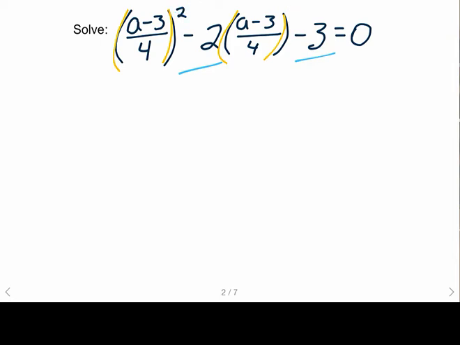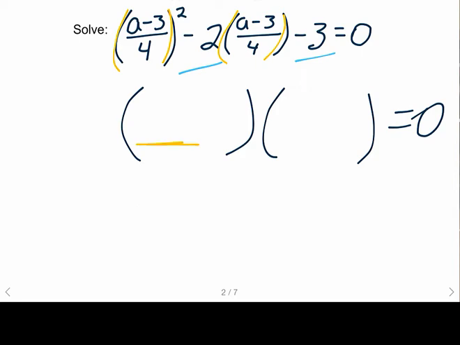So we are going to solve this by factoring as before, and the yellowy gold color is going to go at the front of the binomials that are going to be the factors. And I'll throw in a −3 and a +1. And so ultimately we have (a − 3/4 − 3)(a − 3/4 + 1) = 0. As before, we're going to set each of these factors equal to 0 and then solve the resulting equations.